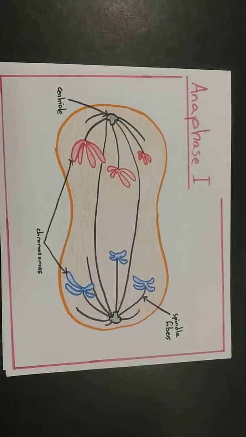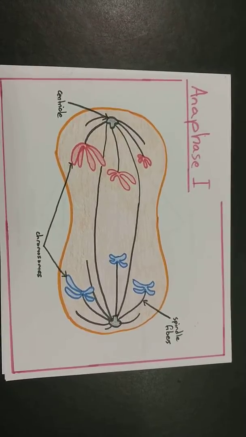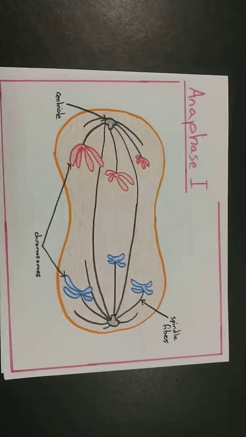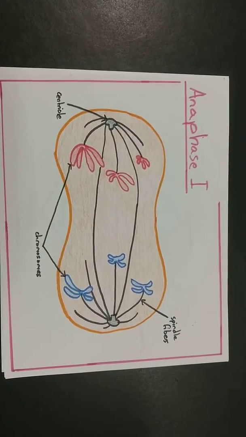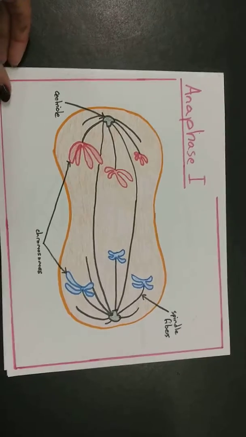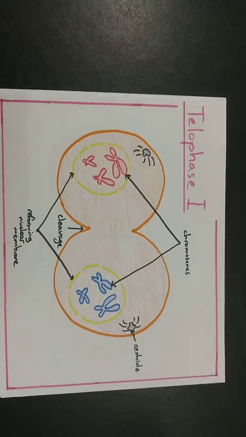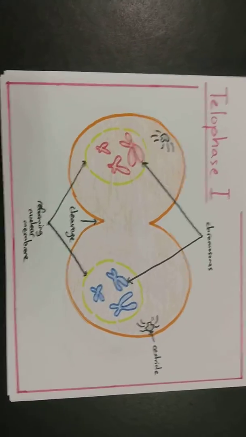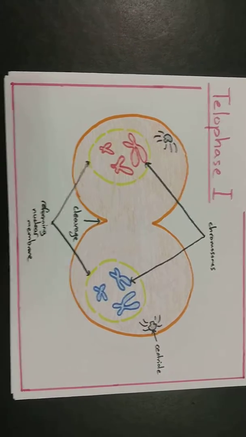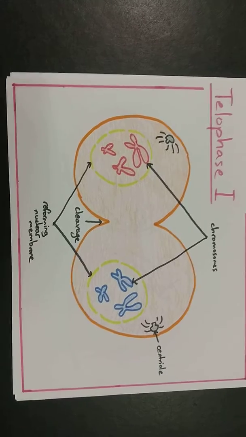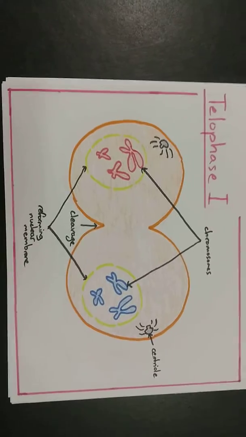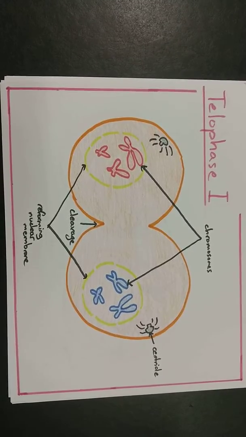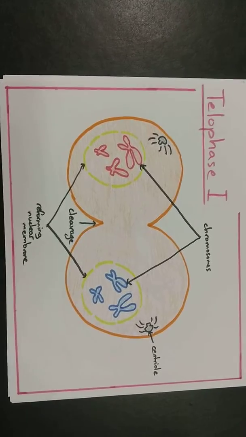The next stage is anaphase, where the spindle fibers begin to shorten and pull the homologous chromosomes apart to opposite ends of the cell. During telophase, the spindle fibers disintegrate, and a new membrane forms around the chromosomes. The cell begins to split through a process called cytokinesis to create 2 separate cells.